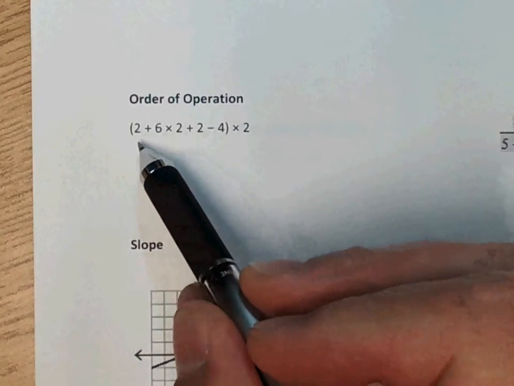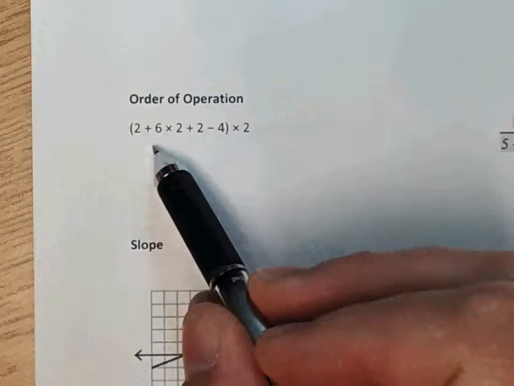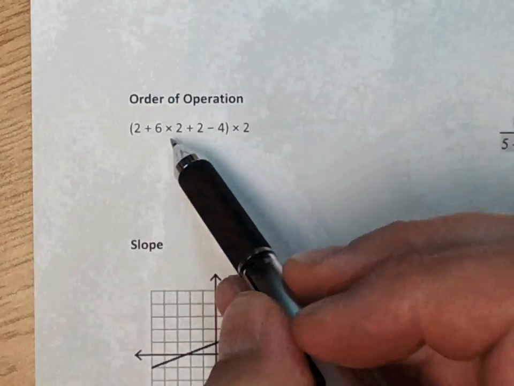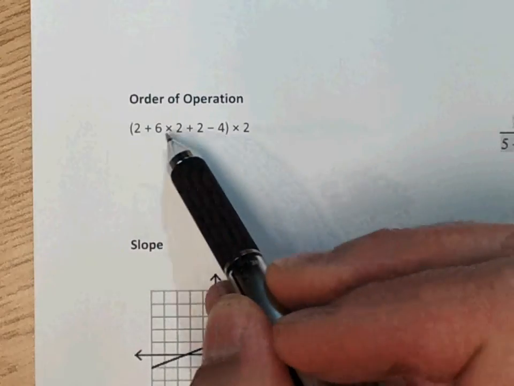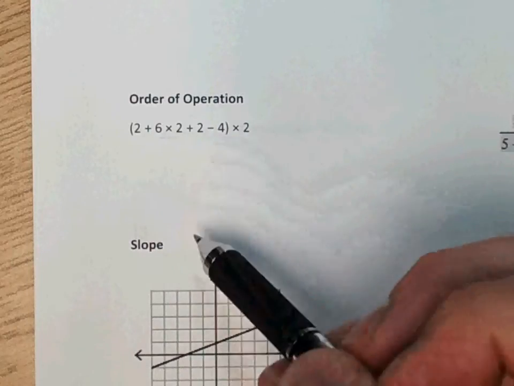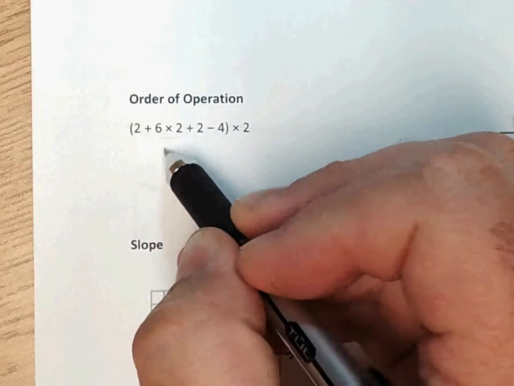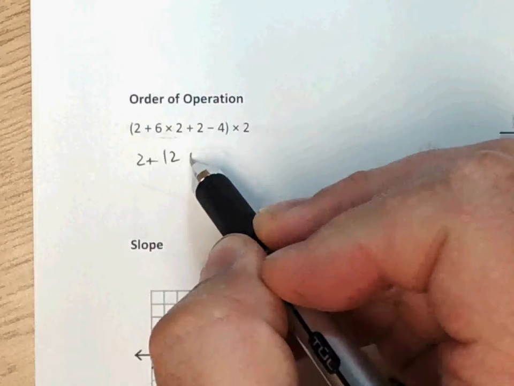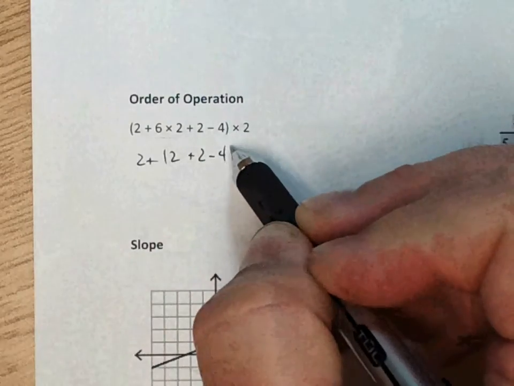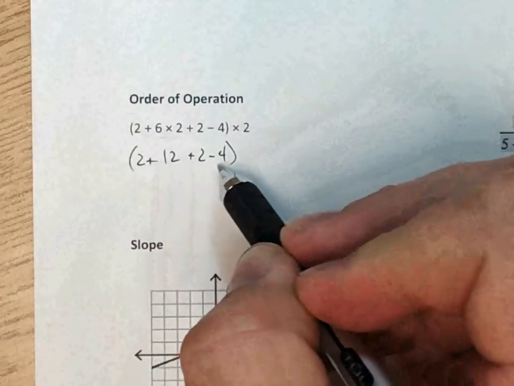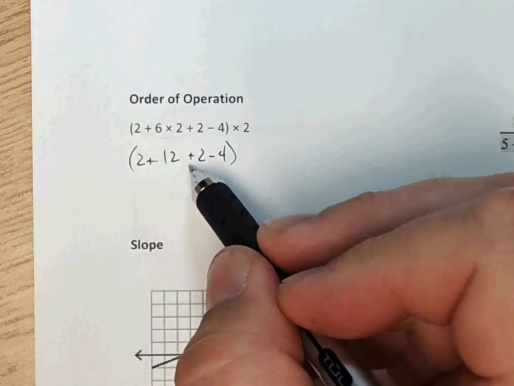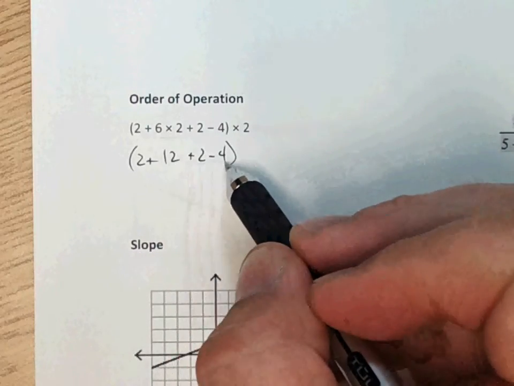So in our first example we see we have parentheses. You always start with parentheses, you do what's inside first. Then we have multiplication and we have addition and subtraction. You always do multiplication before you do the other two. So we have 6 times 2 is 12, and then the 2 and the plus 2 and the minus 4 all stay together.